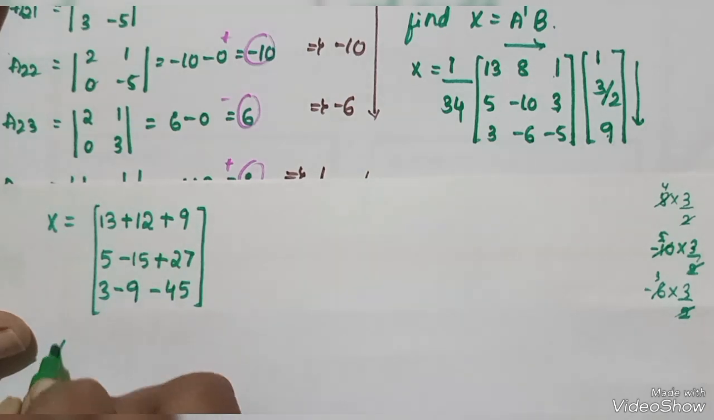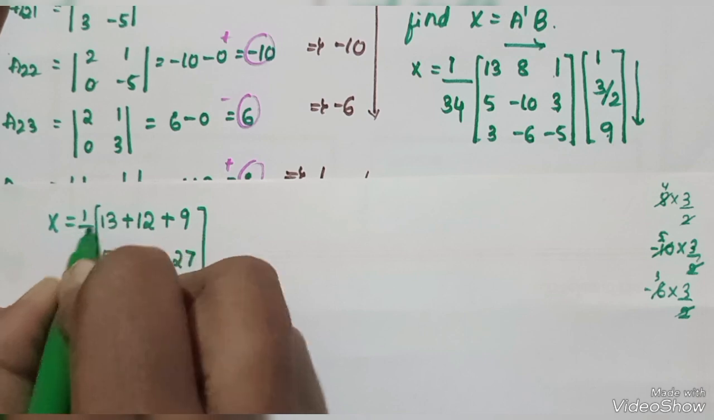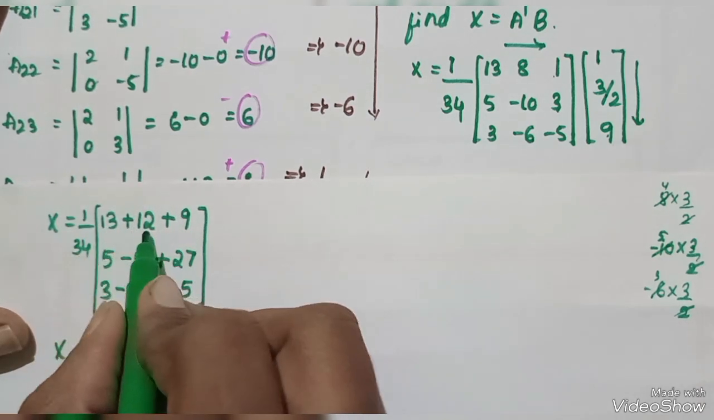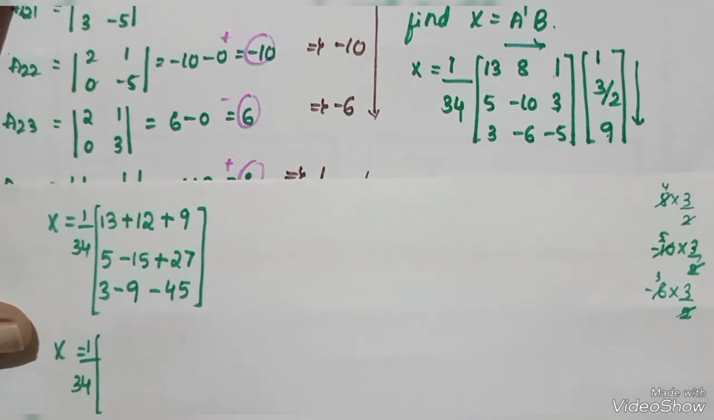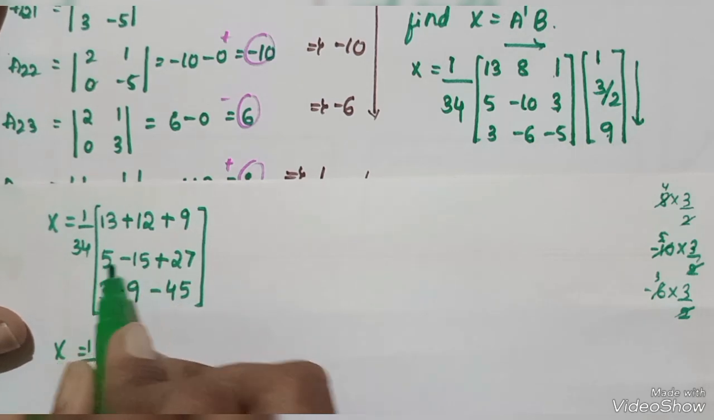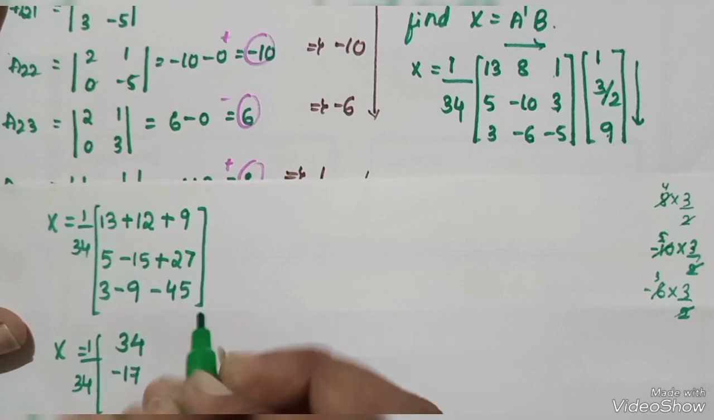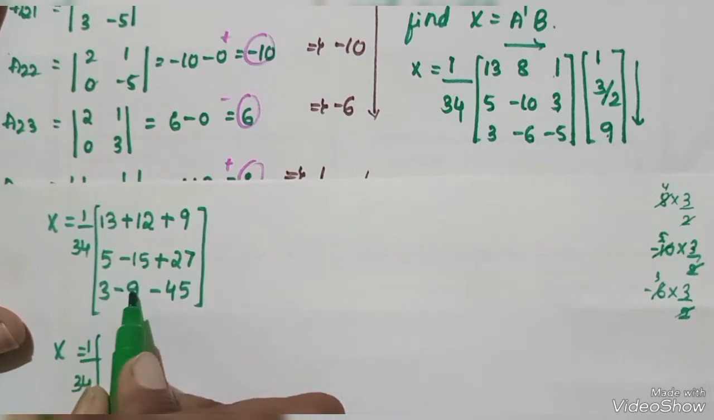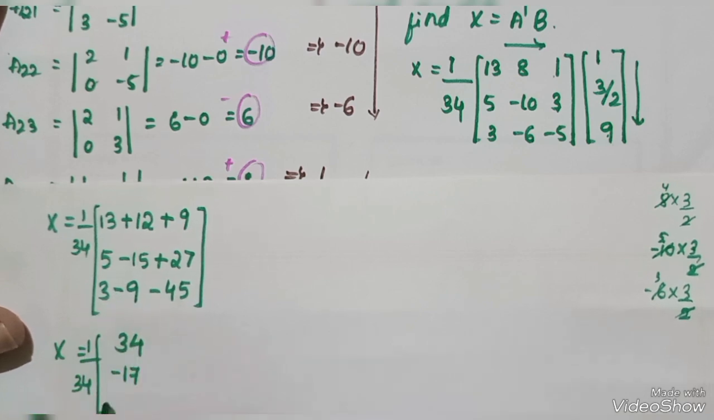Okay, now add these values. We get here 1 by 34. 13 plus 12, 25. 25 plus 9, it becomes 34. Here 15 minus 5, minus 10, minus 10 plus 27, that is minus 17. Here minus 9 plus 3, minus 6, minus 6 minus 45, it becomes minus 51.